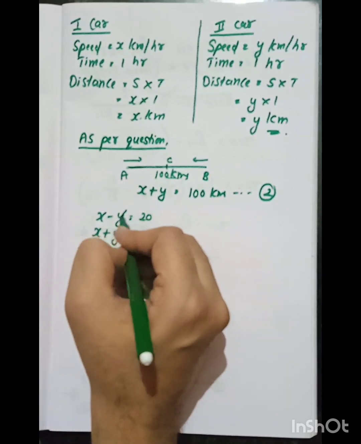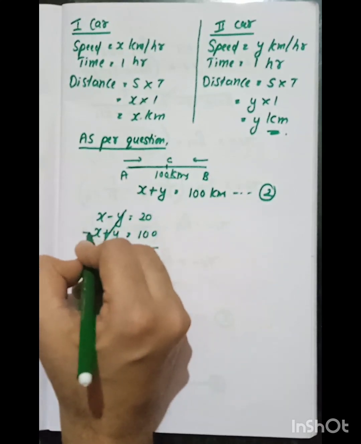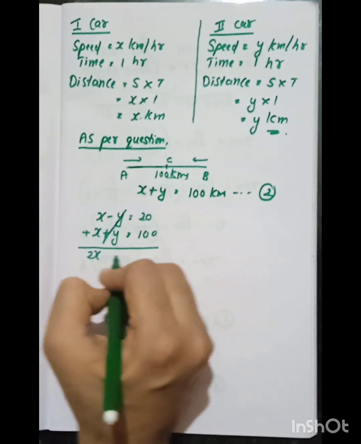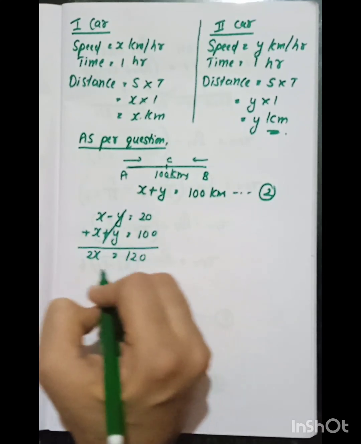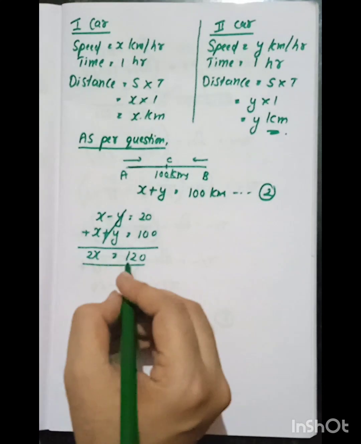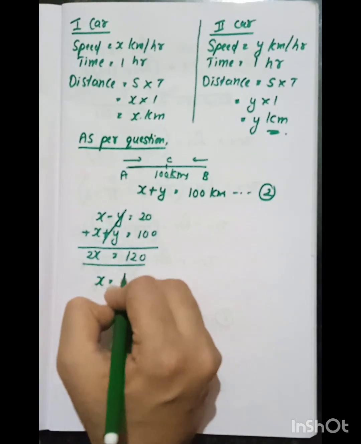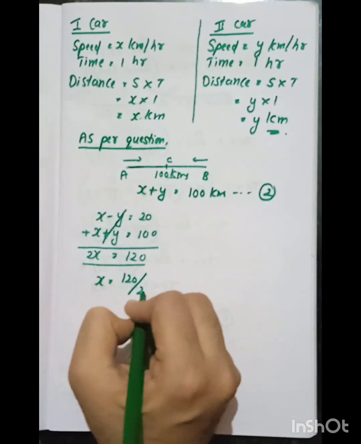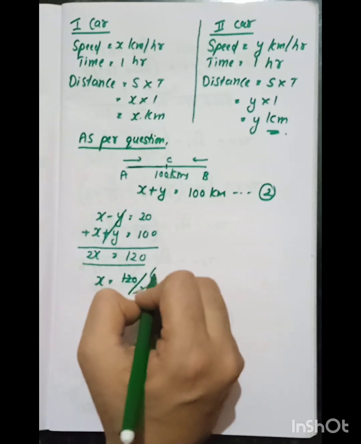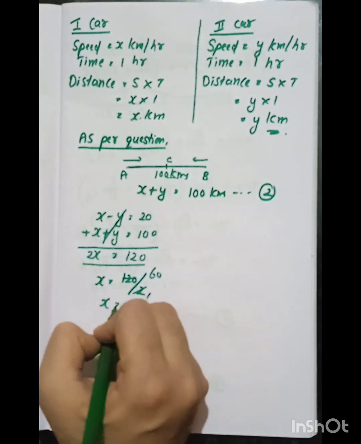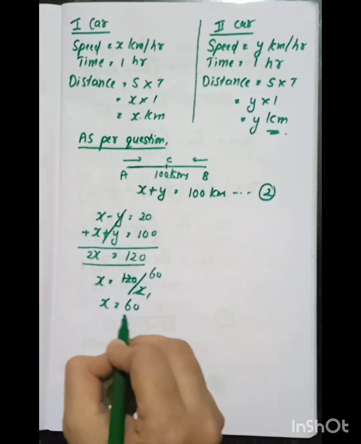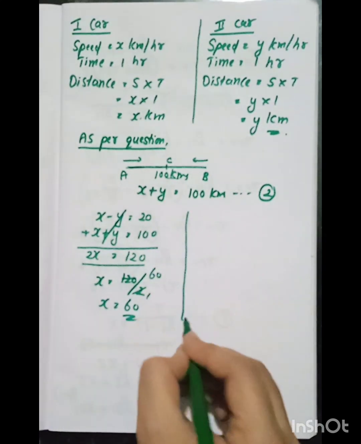Plus y and minus y get cancelled. It is plus x plus x, 2x equals 120. Then x equals 120 by 2. 2 ones are 2, 2 sixes are 12, so 60. x equals 60. Similarly, let's find the answer for y.